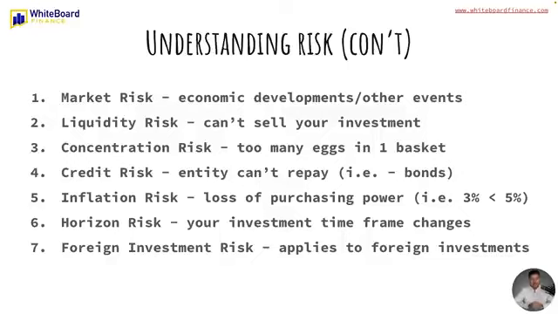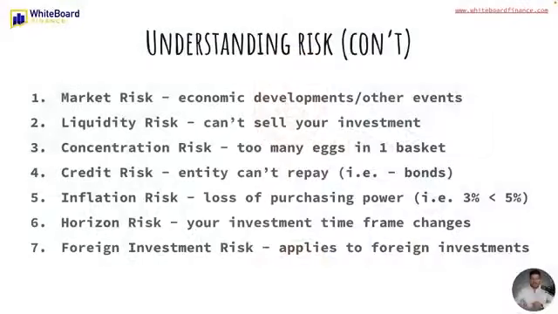There's concentration risk. You have too many eggs in one basket. So say, for example, I wanted to own 99.9% of my net worth in Tesla stock, right? Well, that could be very high reward, but it could also be very high risk because I'm concentrated all in that one company. So that's concentration risk. Number 4 is credit risk. So the entity can't repay. So say, for example, you're issued a bond by a company or by a municipality, and that company or municipality goes broke. Well, guess what?